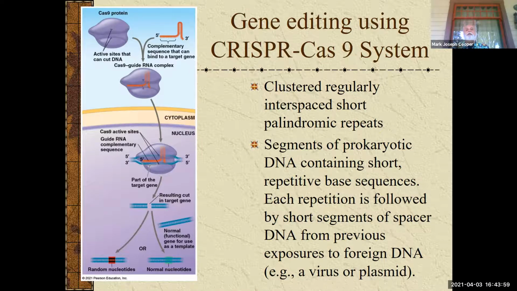All right, gene editing. You might have heard of CRISPR. It's talked about later in a chapter, but I think it fits here a little bit better. CRISPR is actually a gene editing tool to read segments of DNA. These are segments of prokaryotic DNA containing short repetitive base sequences. Each repetition is followed by short segments of spacer DNA from previous exposures to foreign DNA. So these bacteria have ways of reading what does not belong. It's a way for them to read, hey, this is from a virus, and they remember what it was trying to put in.